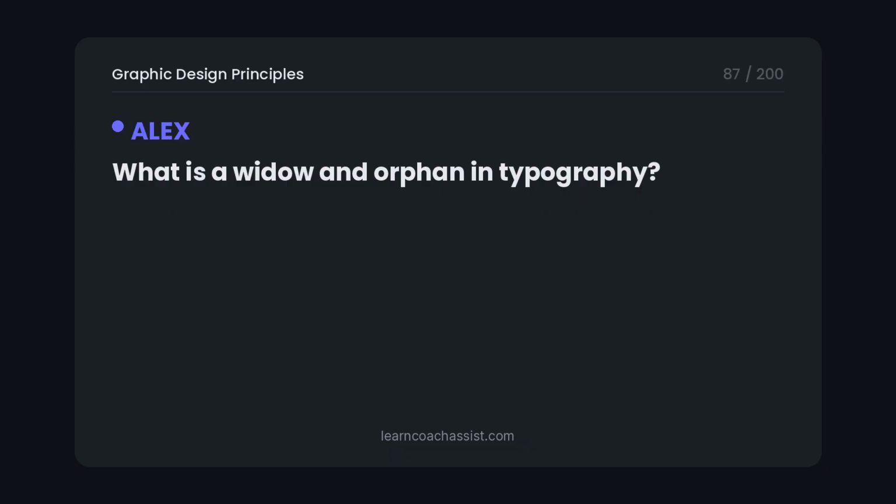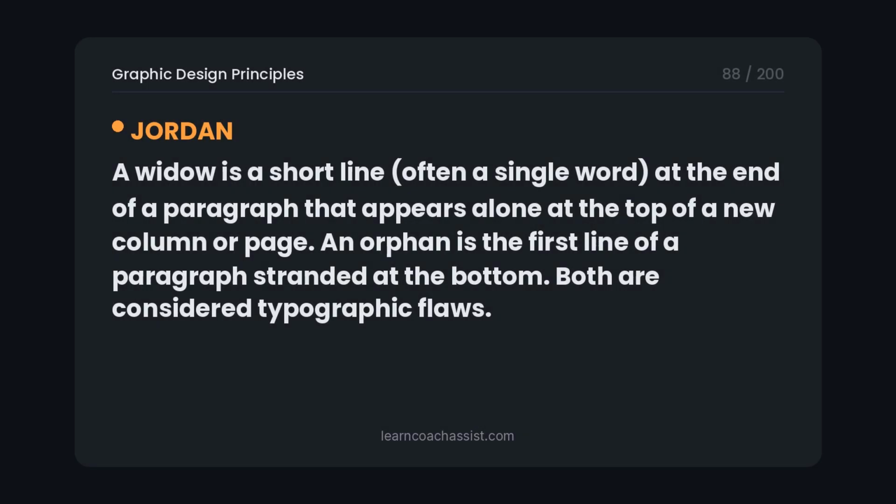What is a widow and orphan in typography? A widow is a short line, often a single word, at the end of a paragraph that appears alone at the top of a new column or page. An orphan is the first line of a paragraph stranded at the bottom. Both are considered typographic flaws.